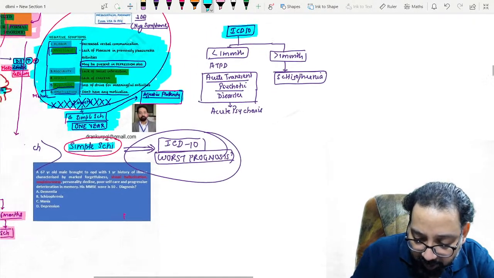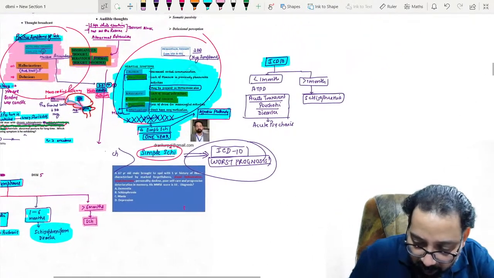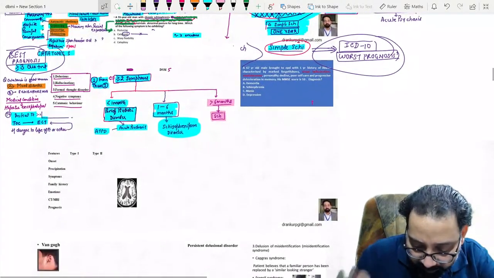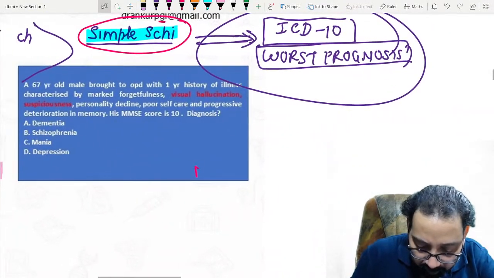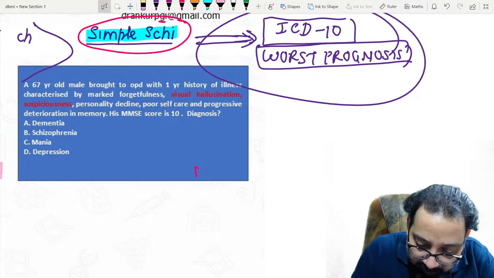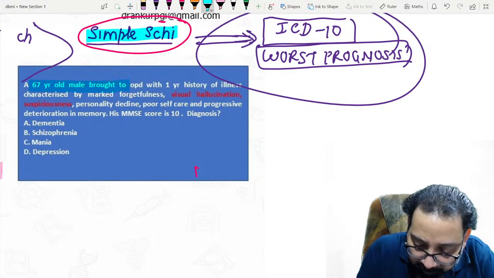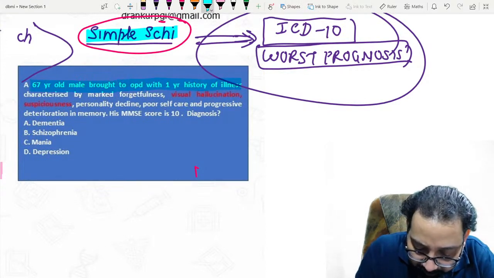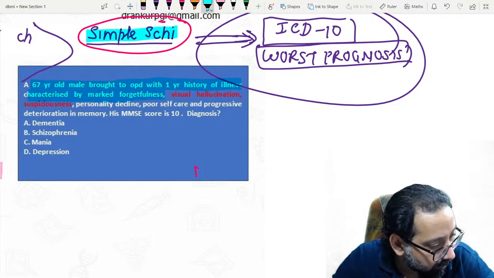Okay, clear? So this is ICD-10 and DSM-5. Now this question you know can be solved very easily with the hierarchy system. Again I repeat: a 67-year-old male brought to OPD, 1 year history of illness characterized by marked forgetfulness.